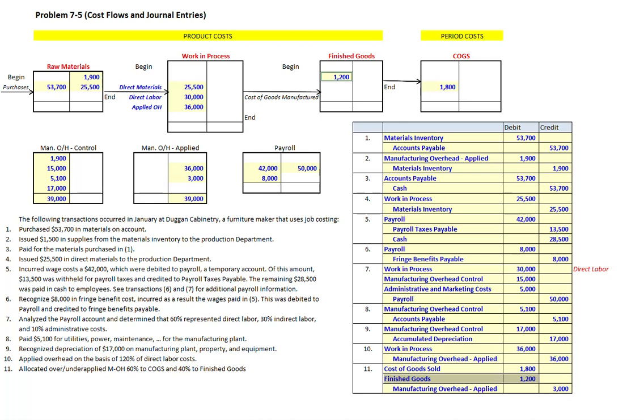Now, we're actually not done with our journal entries related to manufacturing overhead, because we still need to close out our manufacturing overhead control and our manufacturing overhead applied accounts. Our applied account has a credit balance of $39,000, and to zero that out, we need to debit manufacturing overhead applied by $39,000. And of course, manufacturing overhead control has a $39,000 debit balance, and to zero it out, we're going to need to credit manufacturing overhead control for $39,000.